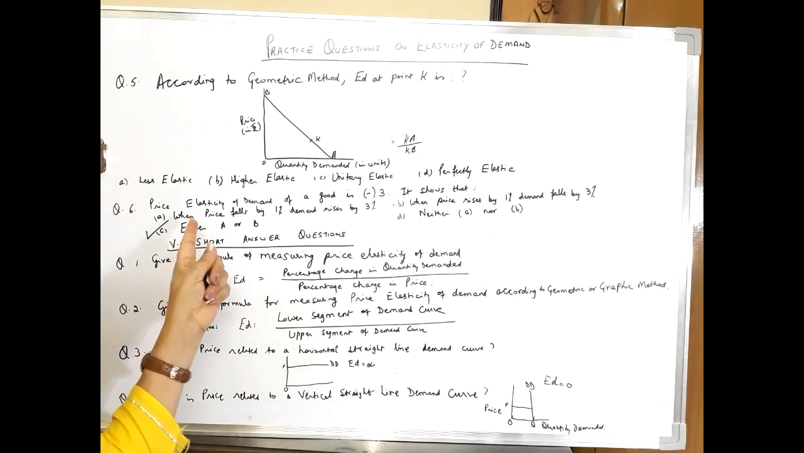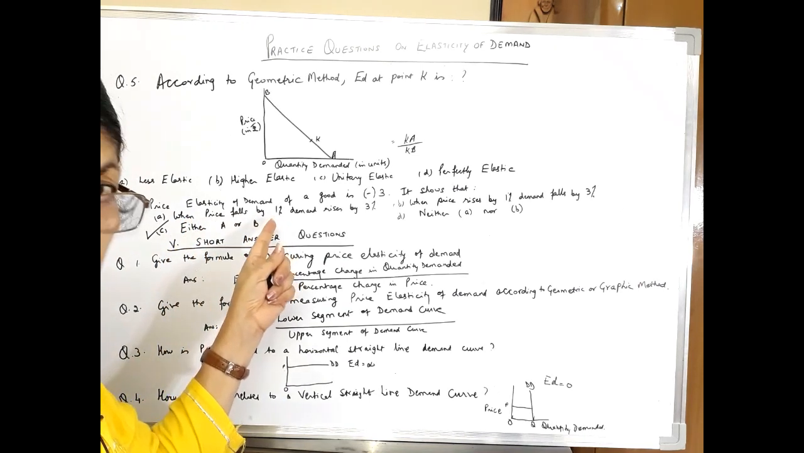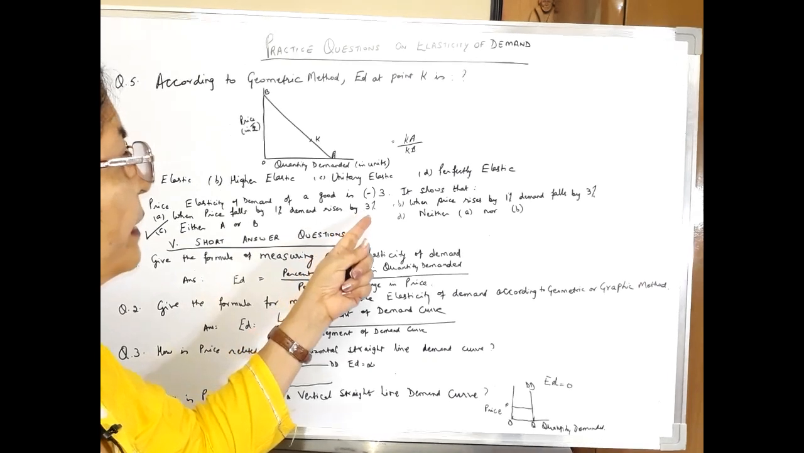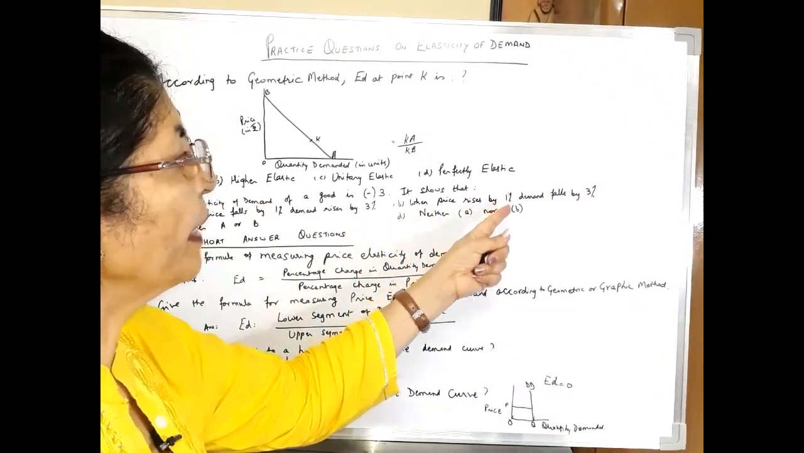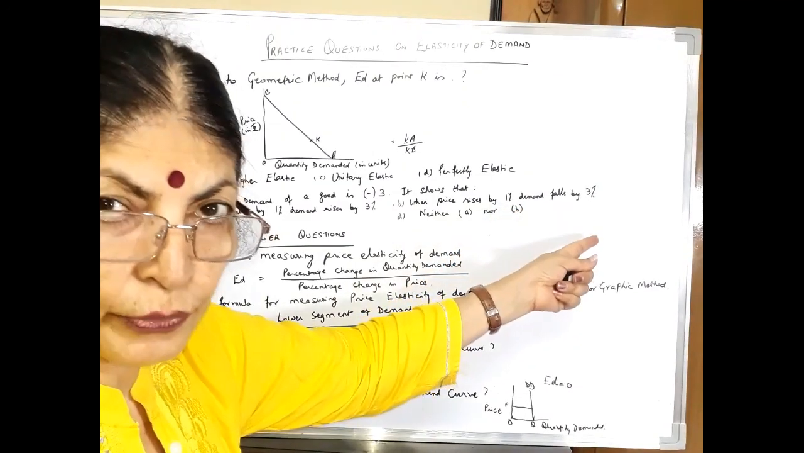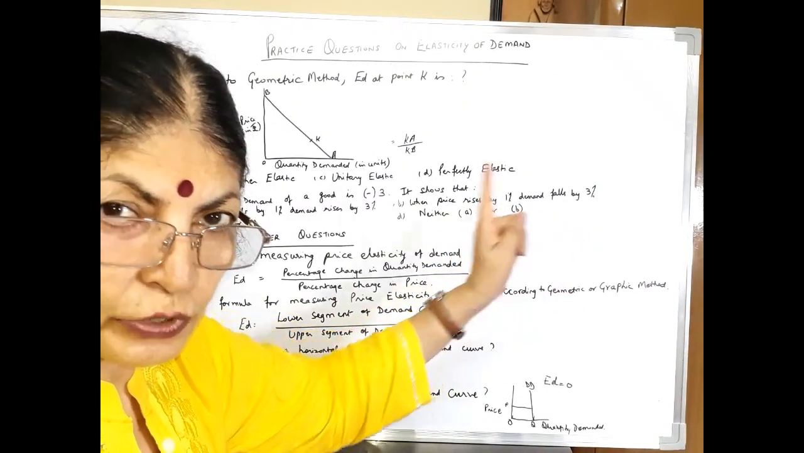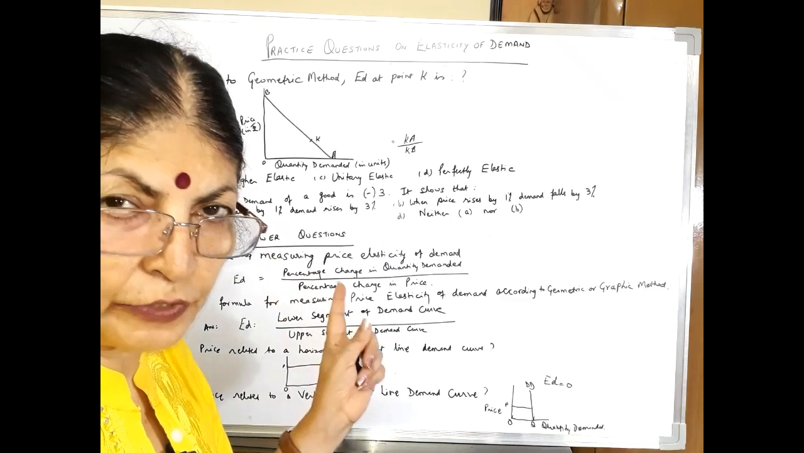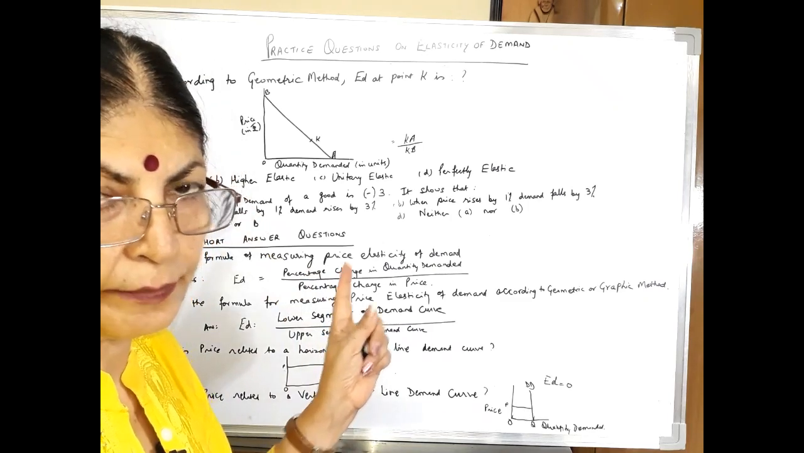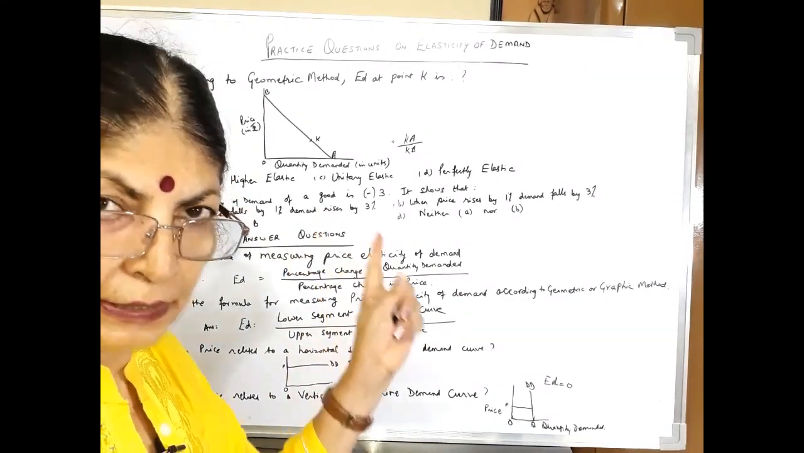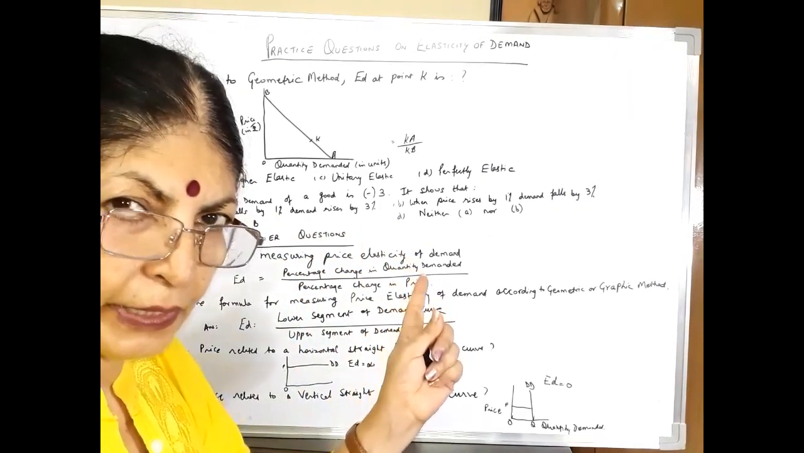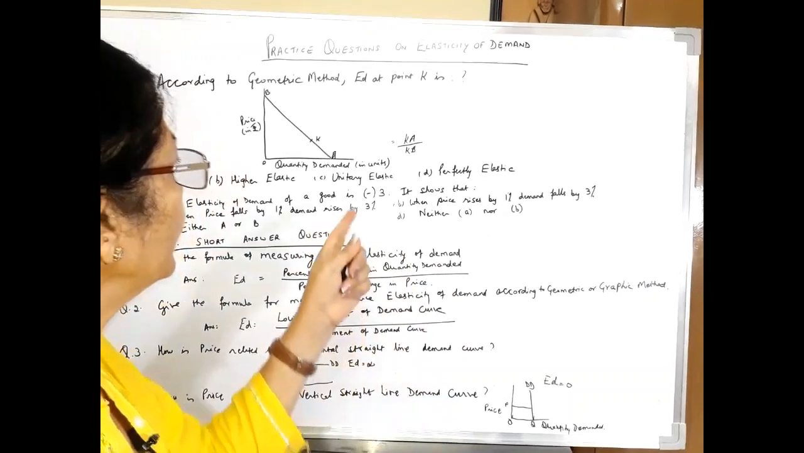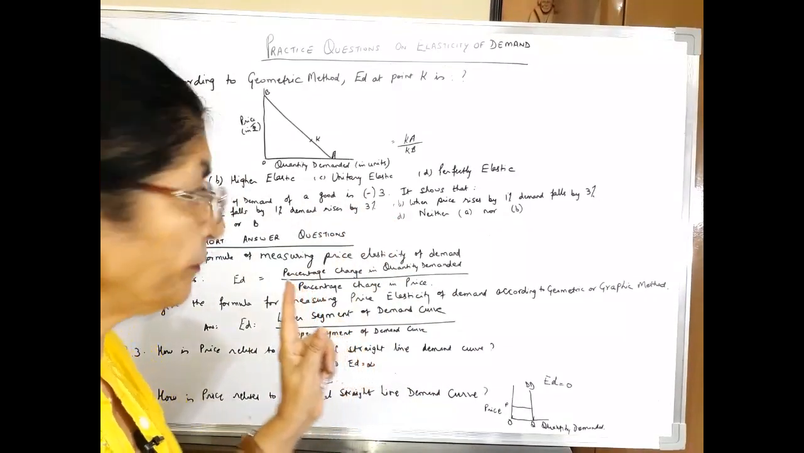A was when price falls by 1%, demand rises by 3%. B option says when price rises by 1%, demand falls by 3%. So since there is a relationship between price of the commodity and its quantity demanded, we have to see that either A option may be applicable or B option is applicable, then you get this result.